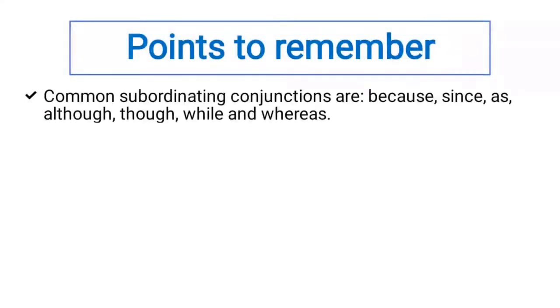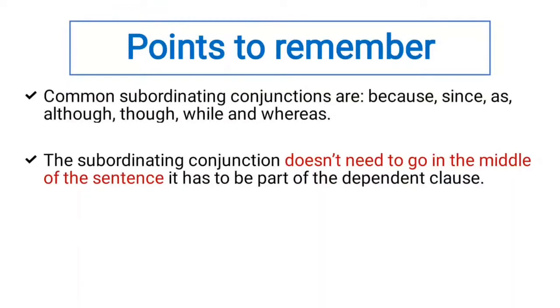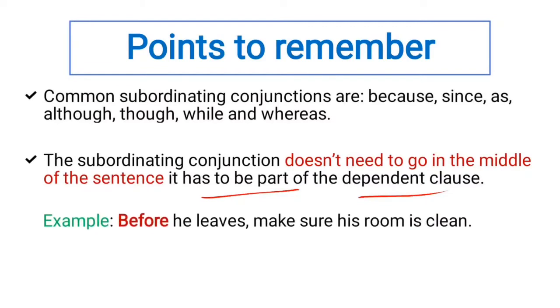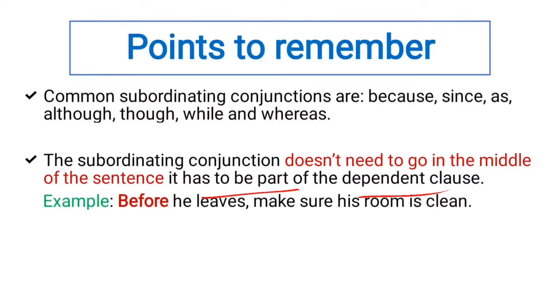Now, let's take down some points to remember while using subordinating conjunctions. Common subordinating conjunctions include because, since, as, although, though, while, and whereas. And the second point to remember is the subordinating conjunction doesn't need to go in the middle of the sentence. It has to be the part of the dependent clause. It is really important, as we mentioned earlier, that it can be used in the beginning of the sentence. It is not always necessary that it will go in the middle of the sentence.